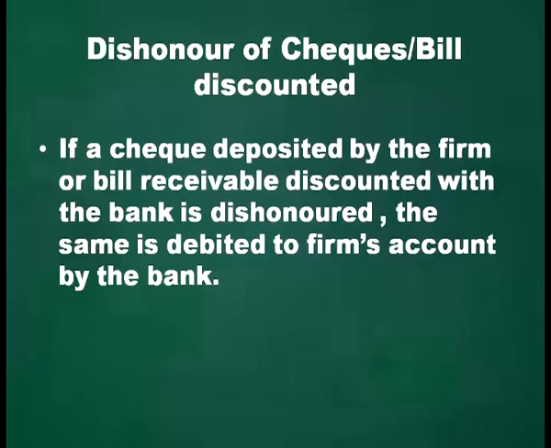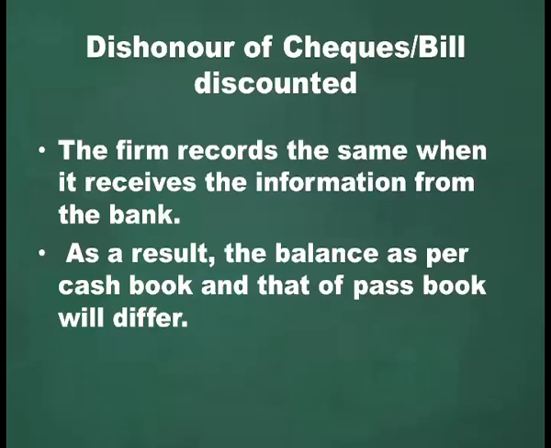Next is about dishonored check or bill discounted. If a check deposited by the firm, or a bills receivable discounted with the bank, is dishonored, the same is debited to the firm's account by the bank. But the firm records the same when it receives the information from the bank. As a result, the balance as per cash book and that of the passbook will differ.